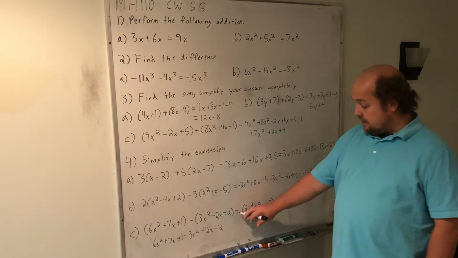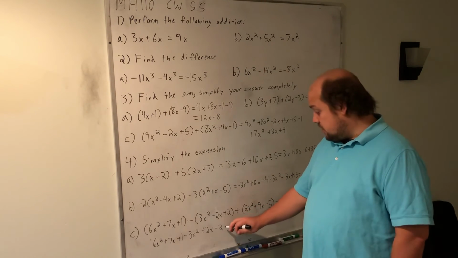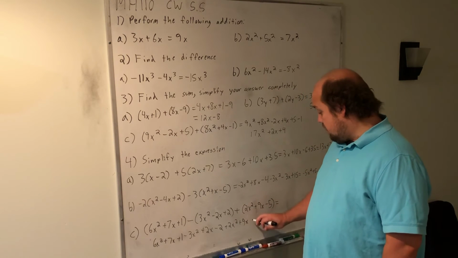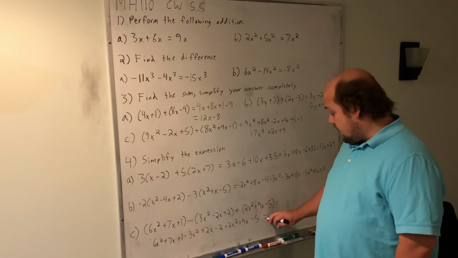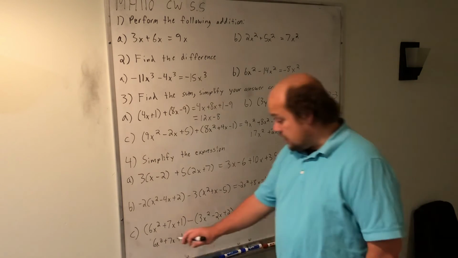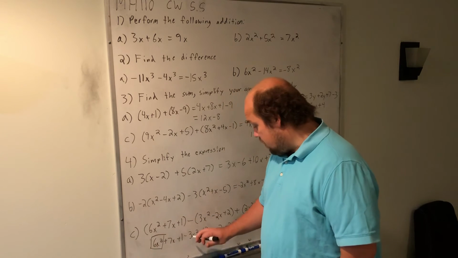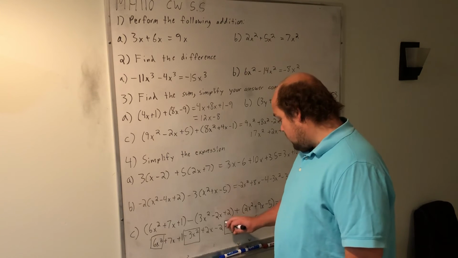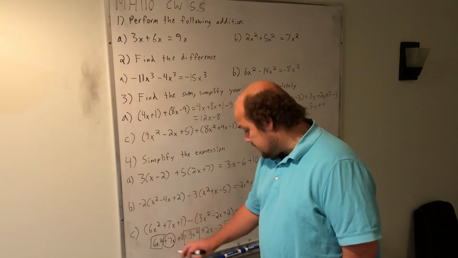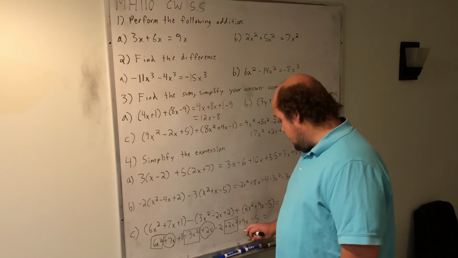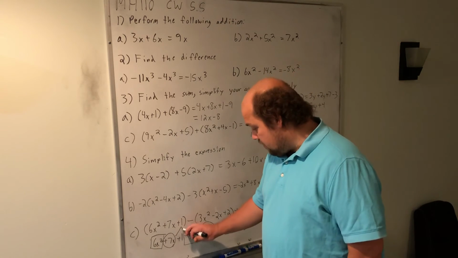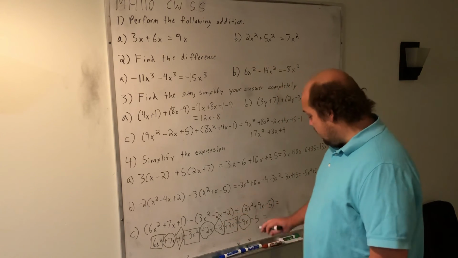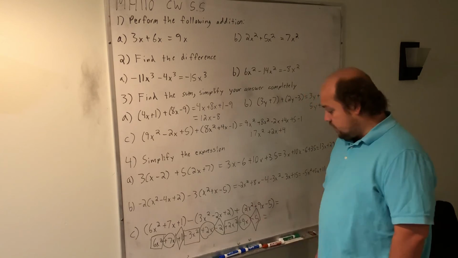Again, I can drop these parentheses because it's a positive outside. So this is just going to become plus 2x squared plus 9x minus 5. If I look at what the like terms are, here I have an x squared term, here I have an x squared term, and here I have an x squared term. Here I have just x, here I have just x, and here I have just x. Here I have something with no variable, something with no variable, something with no variable.